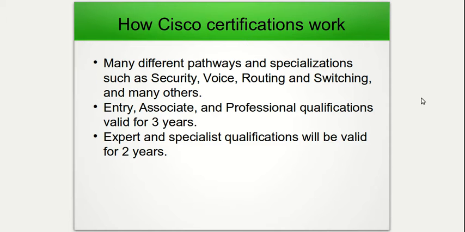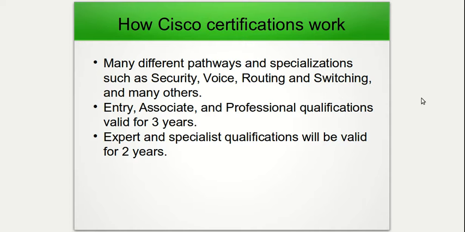Now, within the Cisco certification track, there are many different pathways, such as security, voice, routing and switching. The idea is that each pathway focuses on a different area of the network. As an example, security obviously focuses on the security of a network. Voice will focus on the voice over IP aspect of the network. And routing and switching focuses on how we move data from A to B, so how we connect networks together and how we actually move data through our networks.